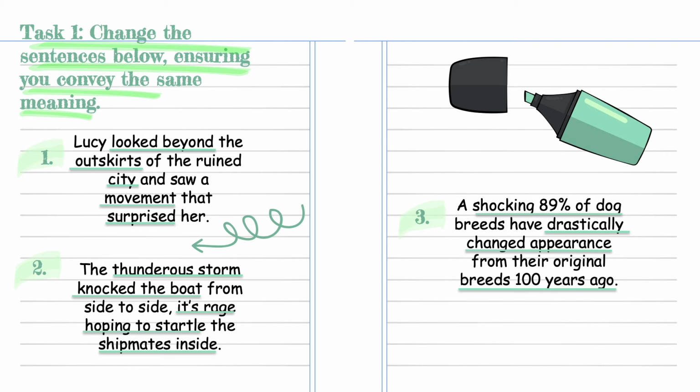Number 1. Lucy looked beyond the outskirts of the ruined city and saw movement that surprised her. So pause it now. Have a wee go at number 1. Number 2. The thunderous storm knocked the boat from side to side, its rage hoping to startle the shipmates inside. Pause it now and have a wee go at number 2. And finally, number 3, which is a little bit more difficult. A shocking 89% of dog breeds have drastically changed their appearance from their original breeds 100 years ago. So you can have a wee pause and have a go at that question as well.